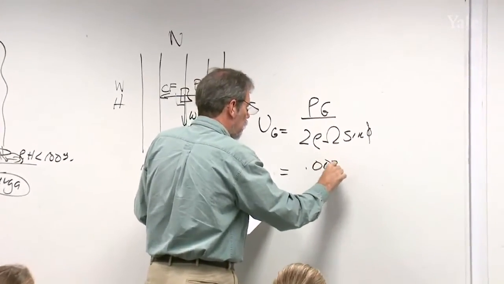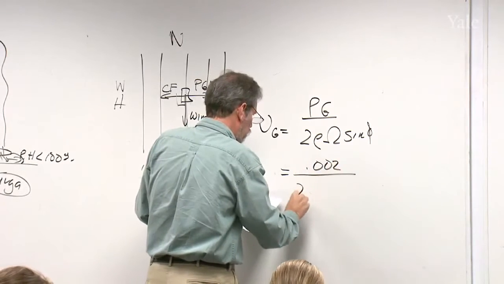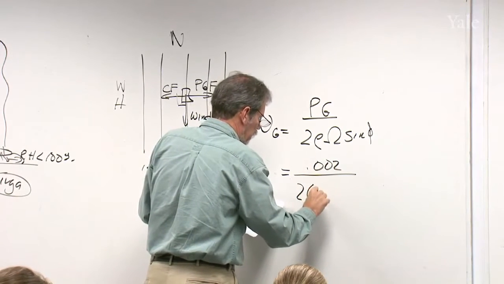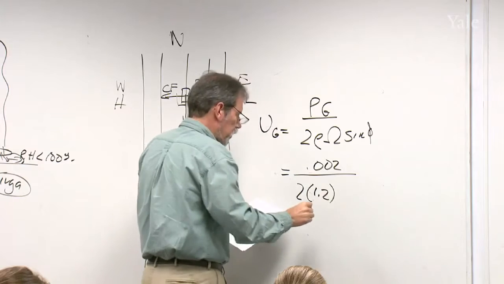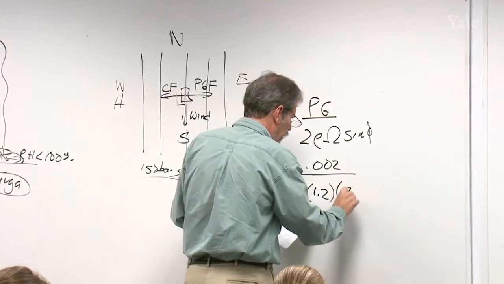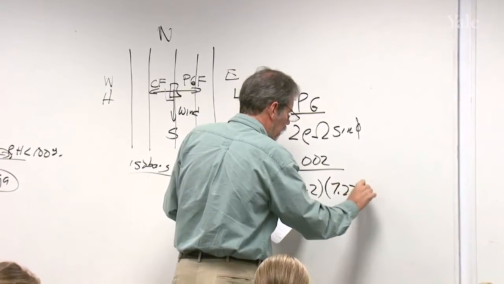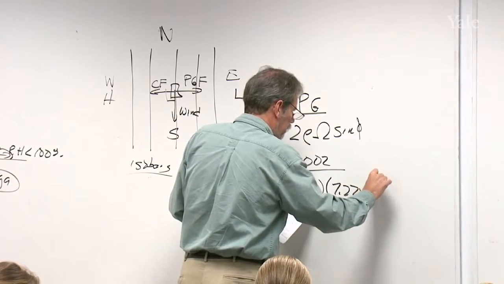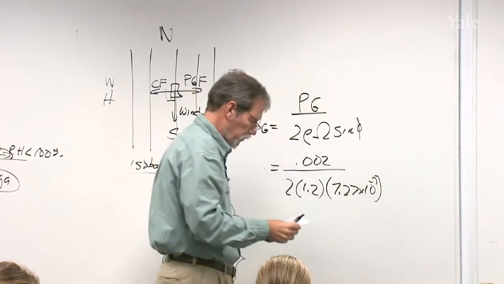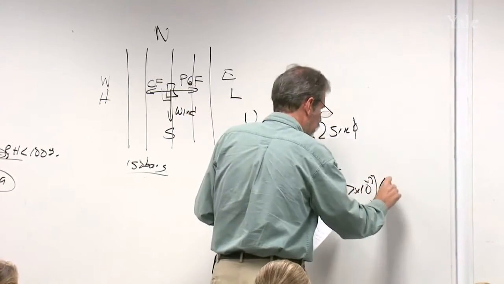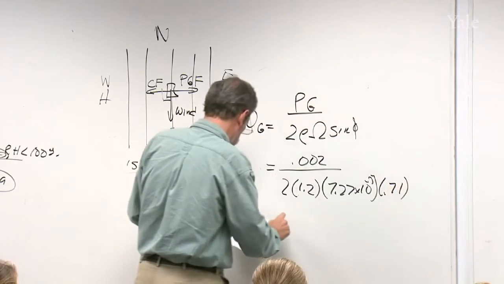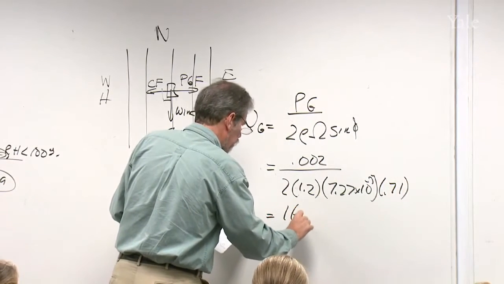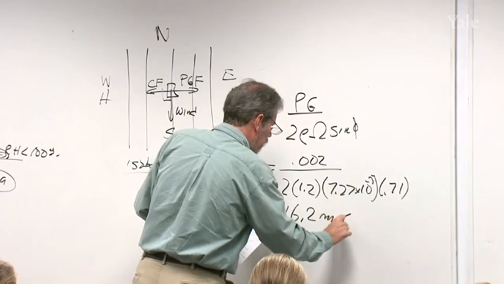It's 0.002. The density of air at sea level is about 1.2 kilograms per cubic meter. The rotation rate of the Earth is 7.27 times 10 to the minus 7. And the sine of 45 degrees is about 0.71. And so that turns out to be 16.2 meters per second.